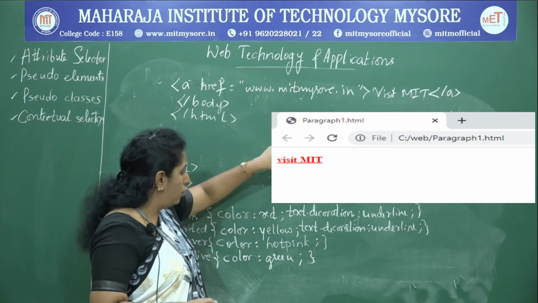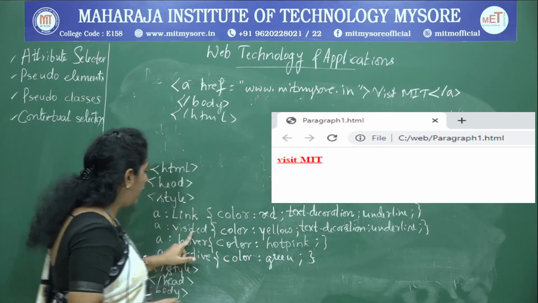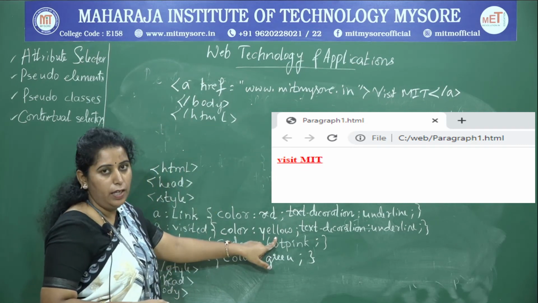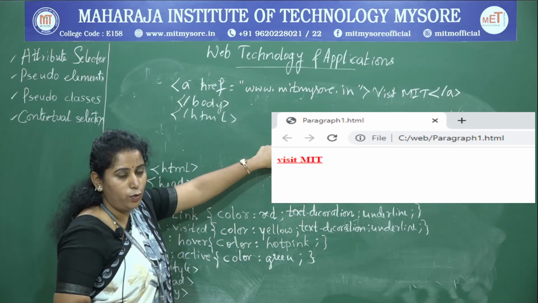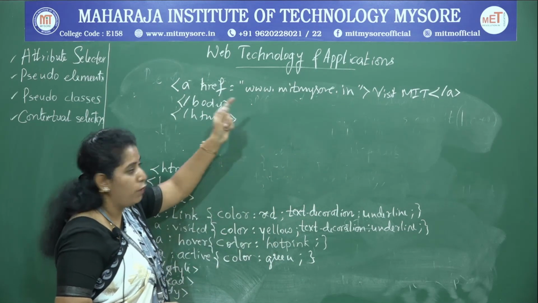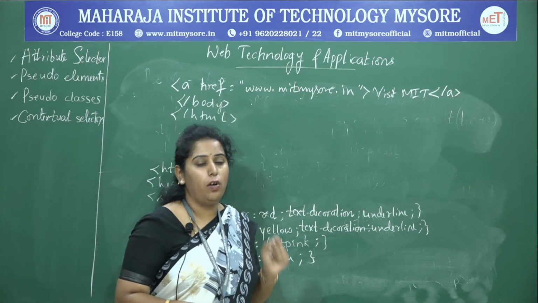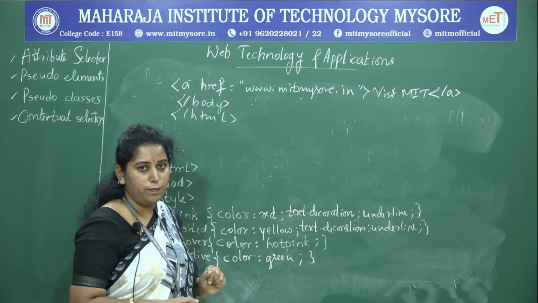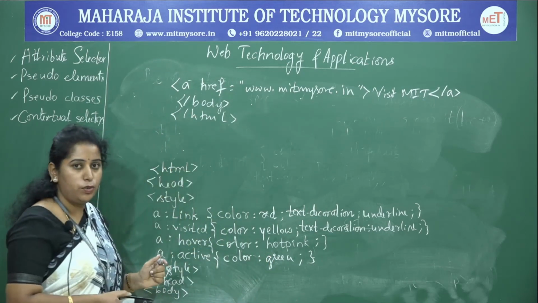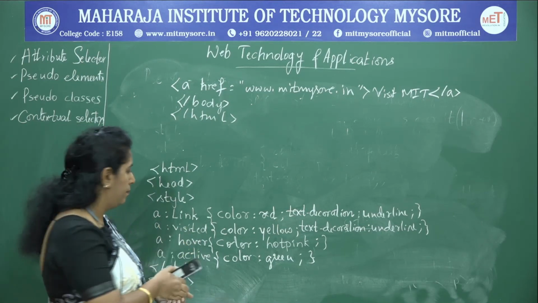When you come back to the link, it is already visited. The visited link should be in which color? Yellow color. So these output changes you can notice. So this is what pseudo classes are. You are setting the special state of an element. So finally close the body, close the HTML. So this is all about pseudo classes.